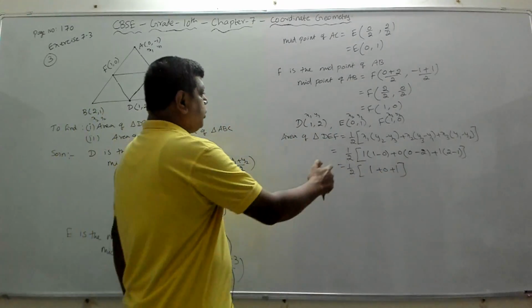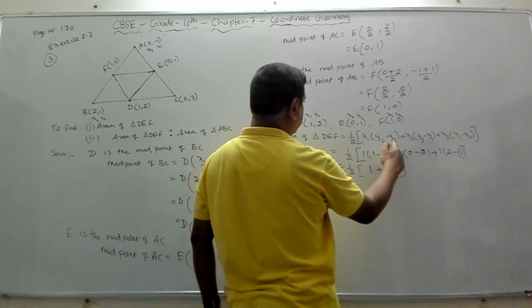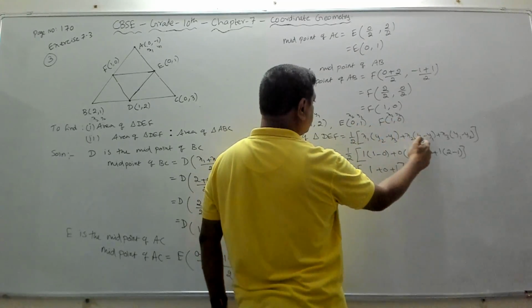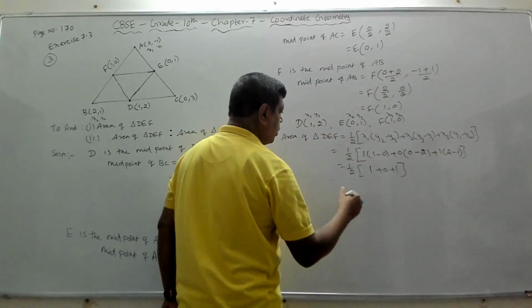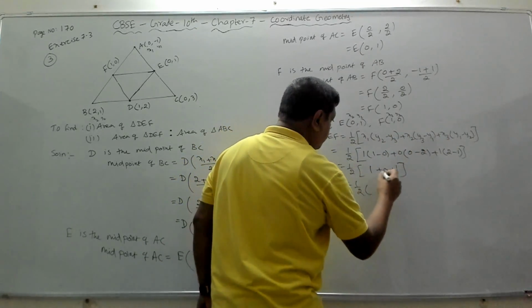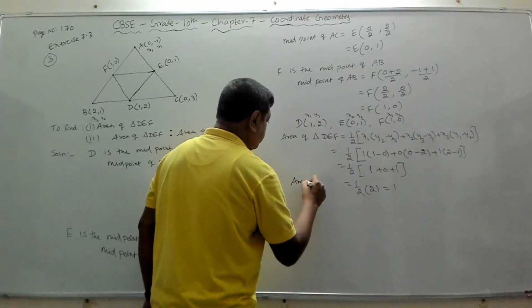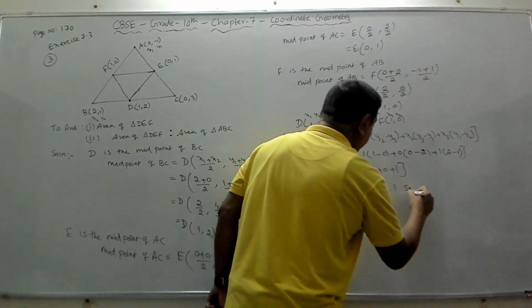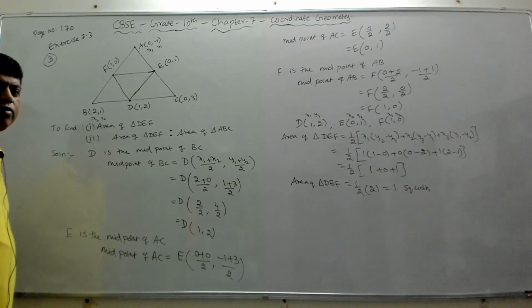I'm right, it's because y2 is 1. Right? y2 is 1, y3 is 0, x2 is 0 into y3 is 0, y1 is 2. Everything is fine. So now you get 1 by 2 of 1 plus 1, which is 2. 1 by 2 of 2 is 1. So the area of triangle DEF is 1 square unit that we have found.